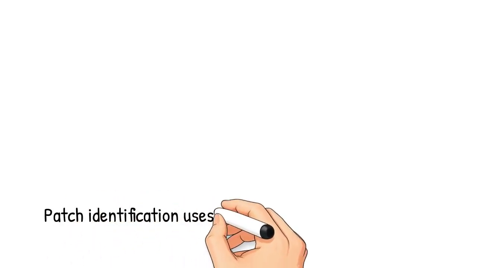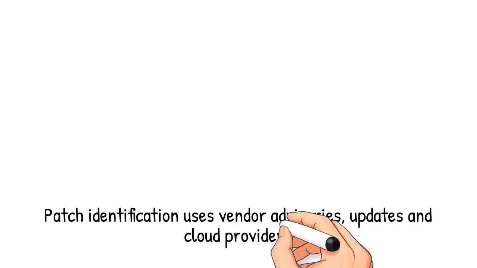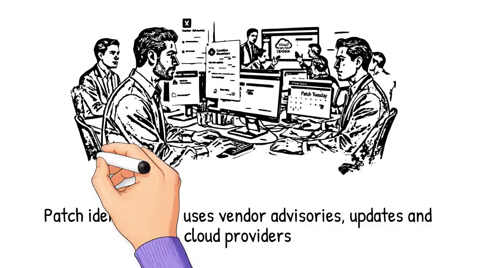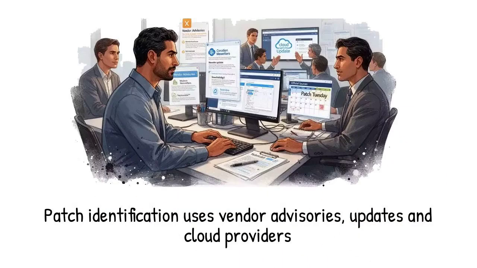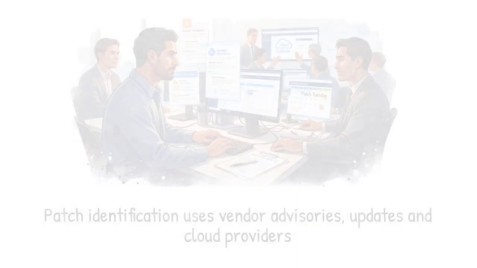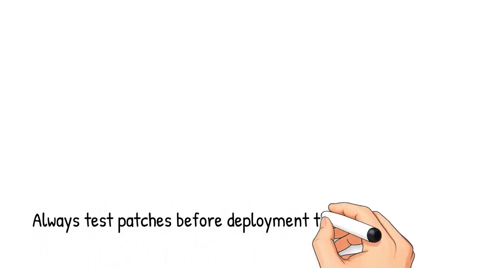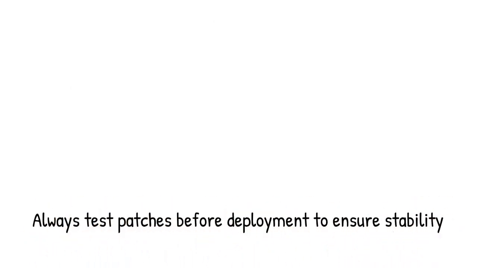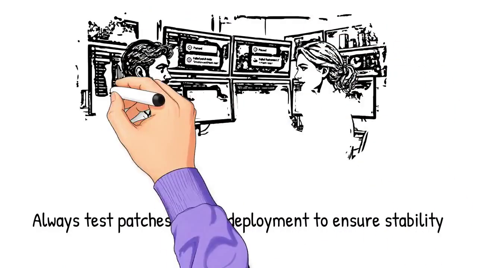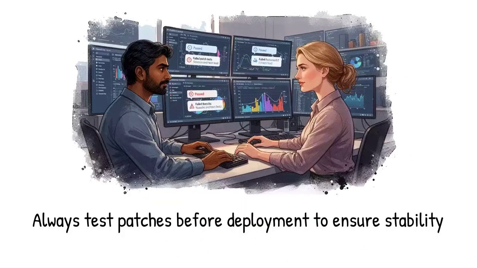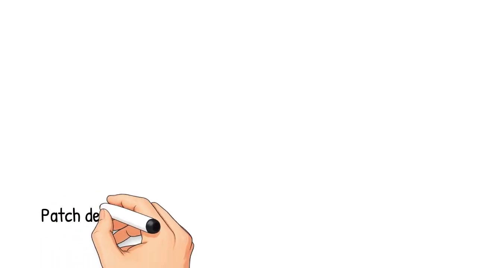1. Patch identification. Once vulnerabilities are detected, the next step is identifying the correct patches. Sources include vendor advisories, Microsoft Patch Tuesday, Linux distribution updates, cloud provider updates, application vendor updates. 2. Patch testing, the safety net. Never deploy patches directly to production. Why? Because patches can break applications, cause downtime, create compatibility issues, trigger unexpected behavior. Testing ensures stability.